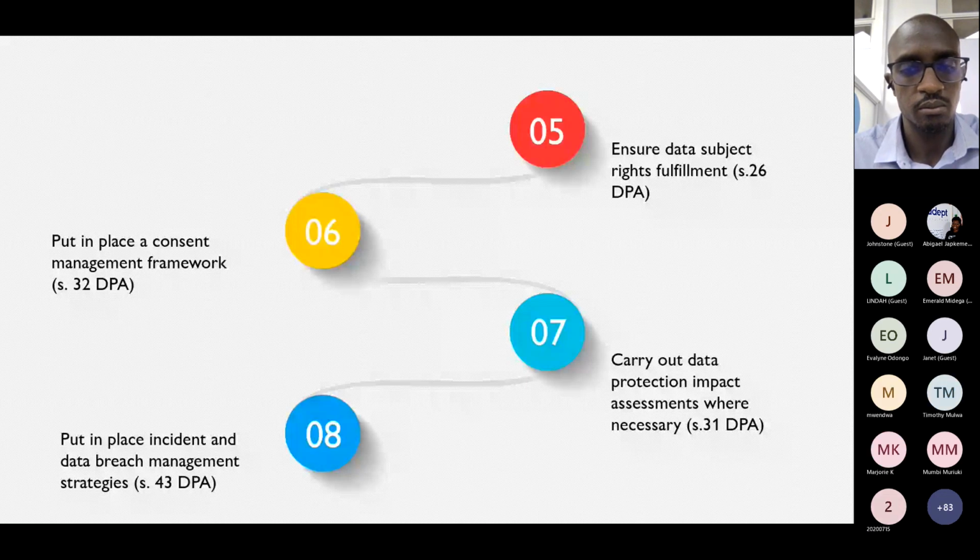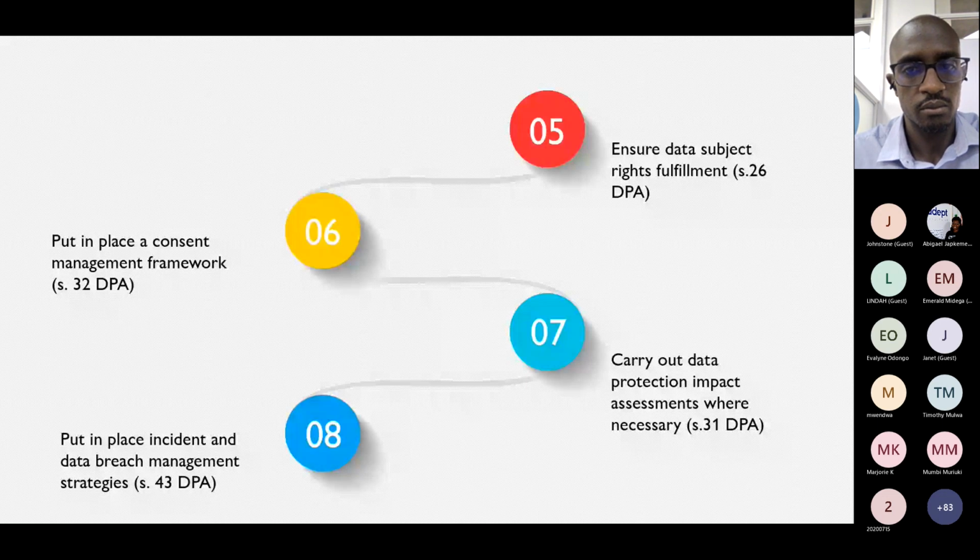Here, Section 32 of the Data Protection Act states that it is for the data controller or data processor to prove that you received consent. So how do you do this? What framework do you have in place? Do you get consent from somebody ticking a box, filling a form online, or filling a physical form and signing, and you have a record of that? Because if you cannot prove to the data commissioner or to the data subject that you got consent, then you might be in trouble.